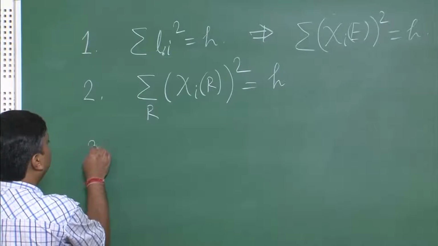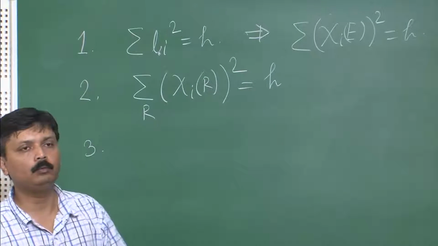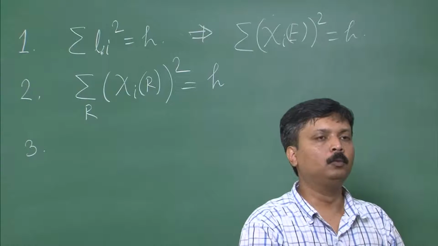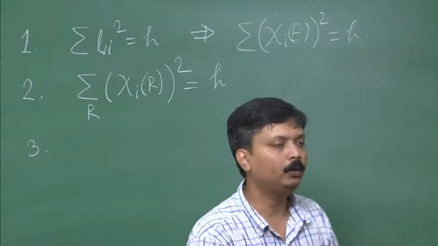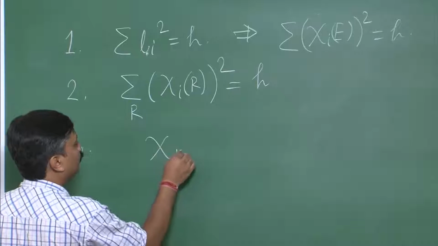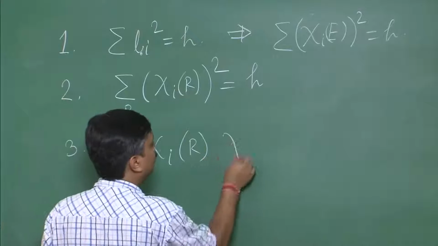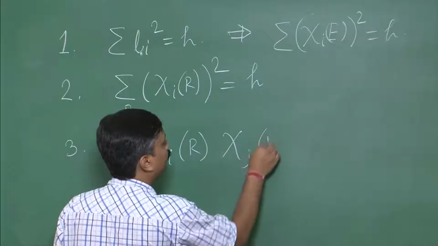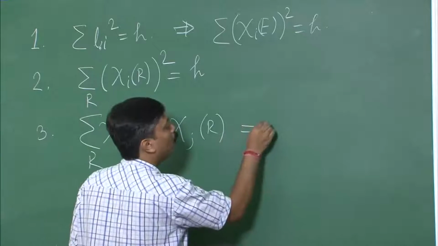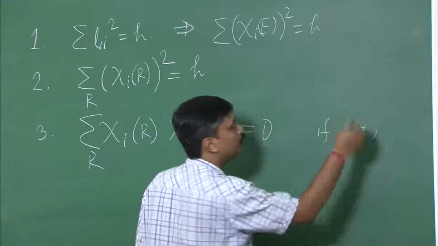And as a third rule, we found that any two irreducible representations will be orthogonal to each other. Meaning that if I choose the ith representation and the jth representation, then they will be orthogonal if i is not equal to j.